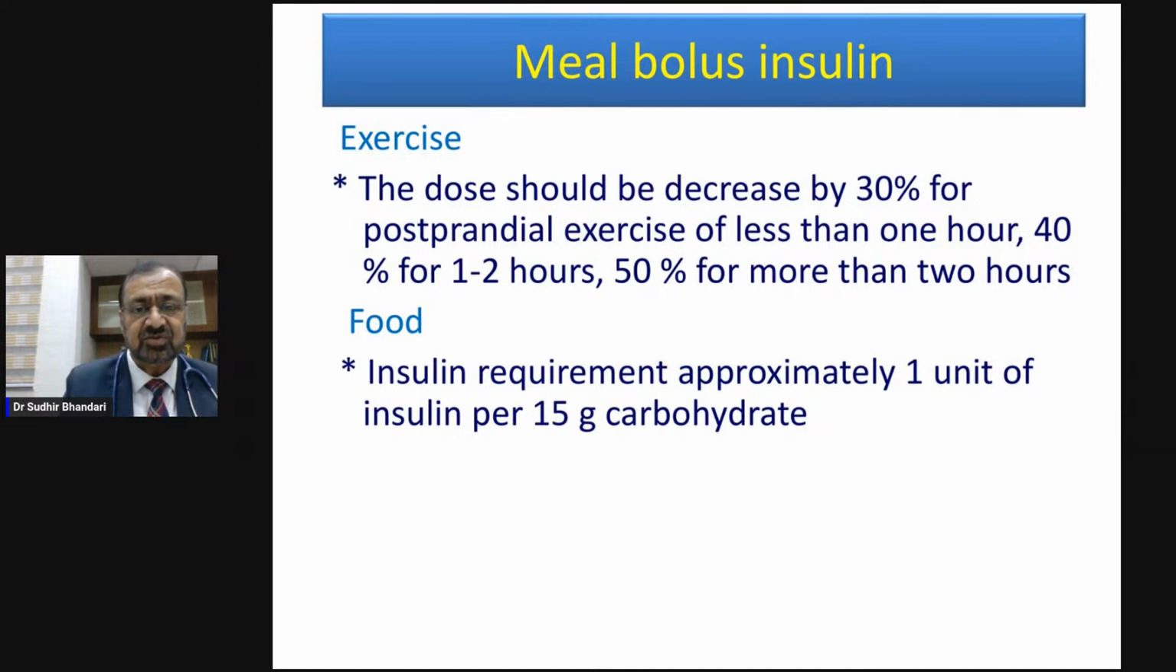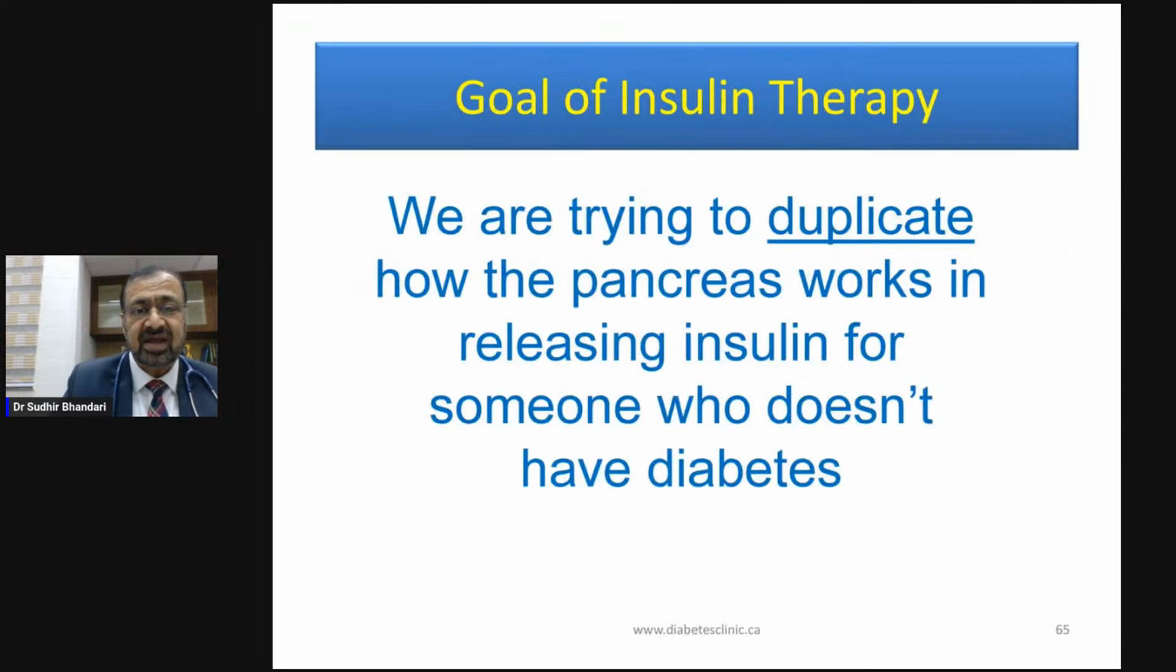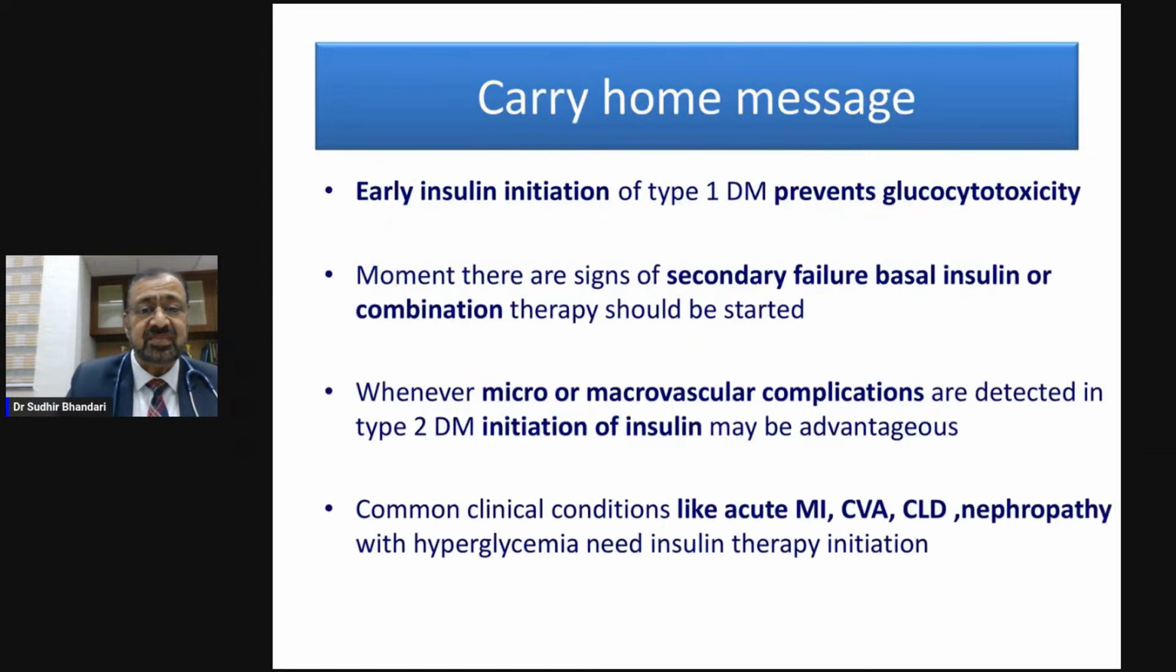Meal bolus insulin has to be there, and we need to adjust the doses to carbohydrate intake as well as the mealtime insulin. The higher the carbohydrate, the higher the mealtime insulin required. Then we are trying to duplicate how the pancreas works in releasing insulin for someone who doesn't have diabetes. So the role of insulin is to mimic the pancreas. And the body doesn't know whether the insulin is coming from outside or inside, and it gives a good quality of pancreatic supplementation done by insulin.